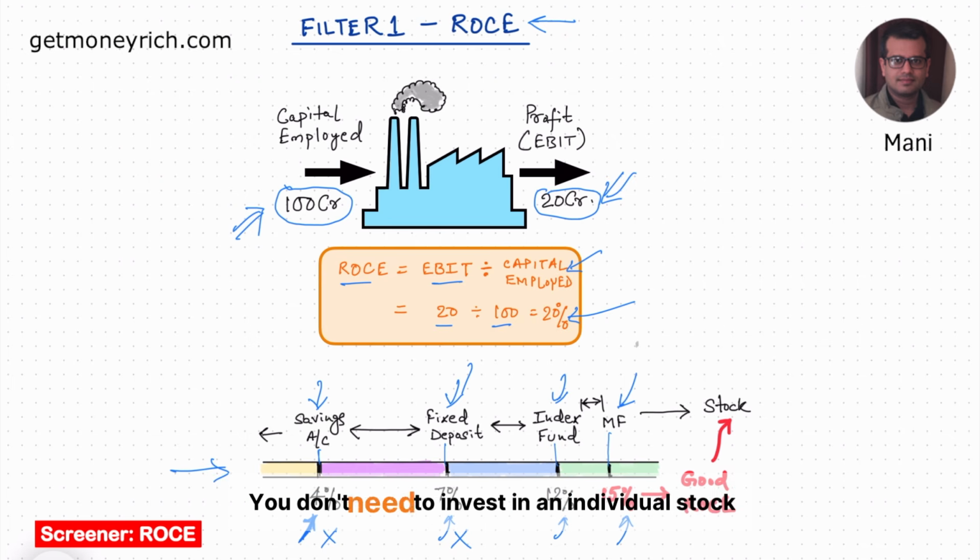You don't need to invest in an individual stock to get that kind of return. So this 12% ROCE is also rejected. I will also reject a 15% ROCE, which is kind of a good number, but I will say to myself that this 15% ROCE I can get from a decent mutual fund. Why will I need to take the risk of investing in an individual stock?